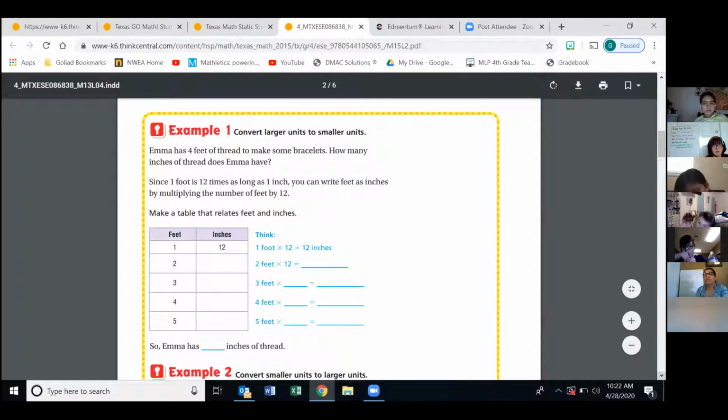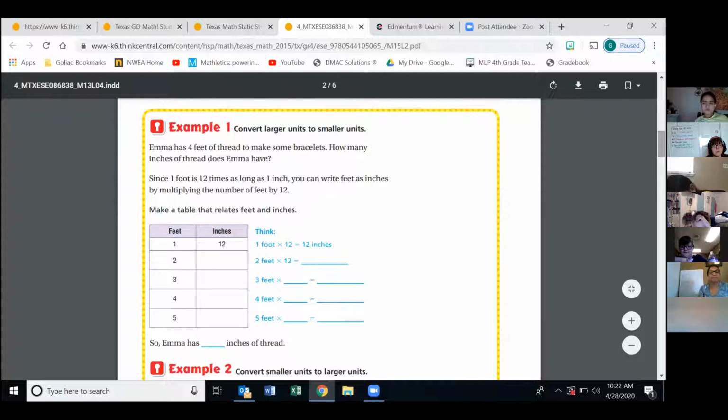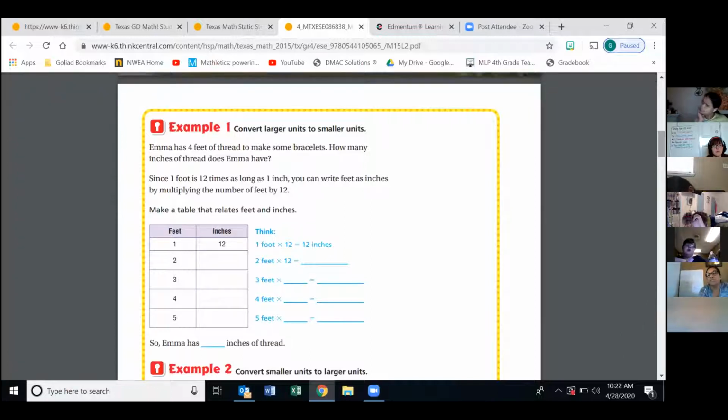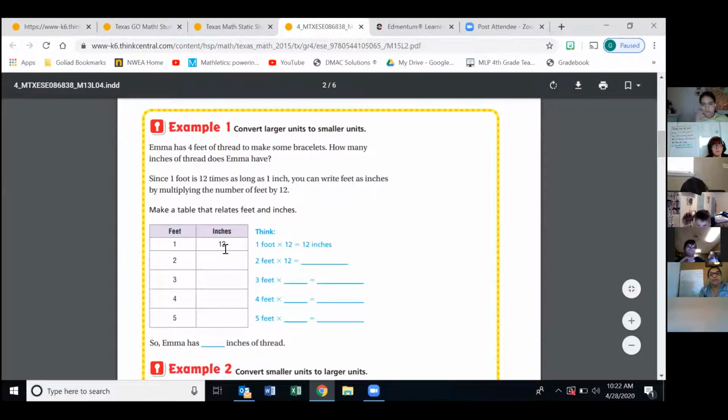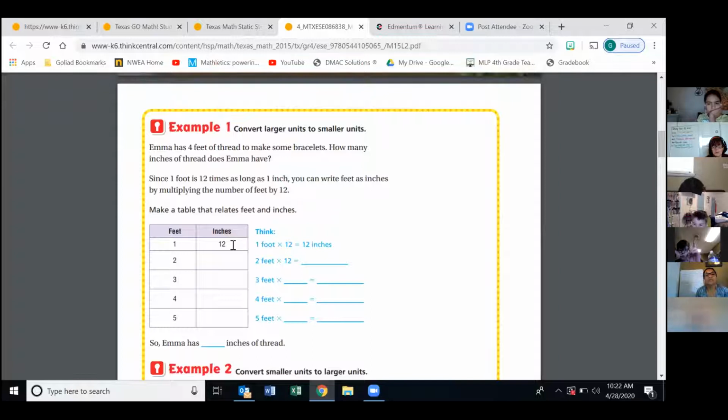Multiply. It's got it right there on your paper. It's multiplying. The first thing I have to do is find the first one, right? So 1 times what equals 12? 1 times 12 equals 12. So my rule is to what? Multiply by 12.